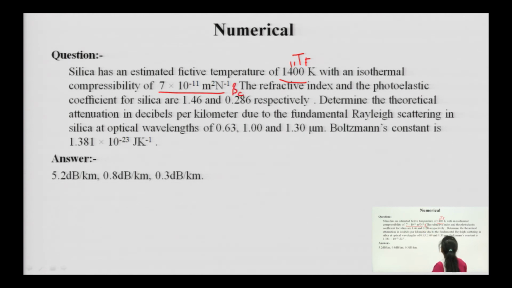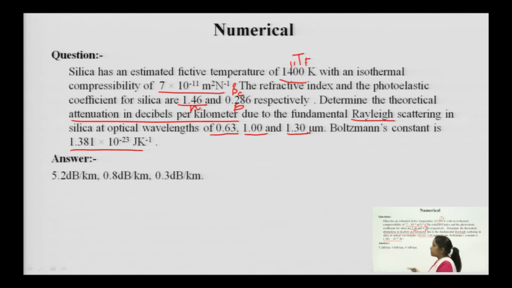Refractive index and the photoelastic coefficient, that is n, refractive index is 1.46 and our photoelastic coefficient, which is represented as p, is equal to 0.286 respectively. Determine the theoretical attenuation in decibel per kilometer due to fundamental Rayleigh scattering at 3 different wavelengths, 0.63, 1 and 1.3 micrometer. Boltzmann constant is given as this one.